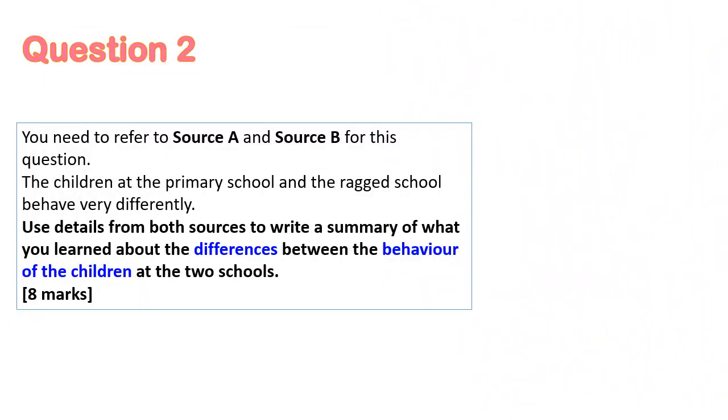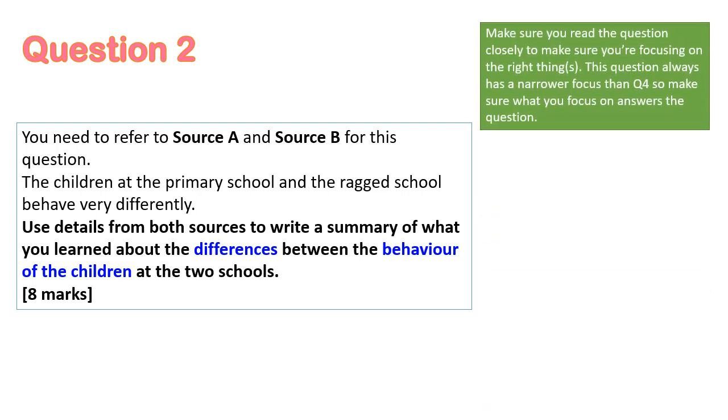Okay, so here's an example of what the question might look like. You need to refer to source A and source B for this question. Like I say, question 2 is the first point where they're going to ask me to look at both sources, and I'm ideally going to approach this as the 3rd question. The children at the primary school and the ragged school behave very differently, so you need to read that question closely to make sure that you're writing about the correct things.